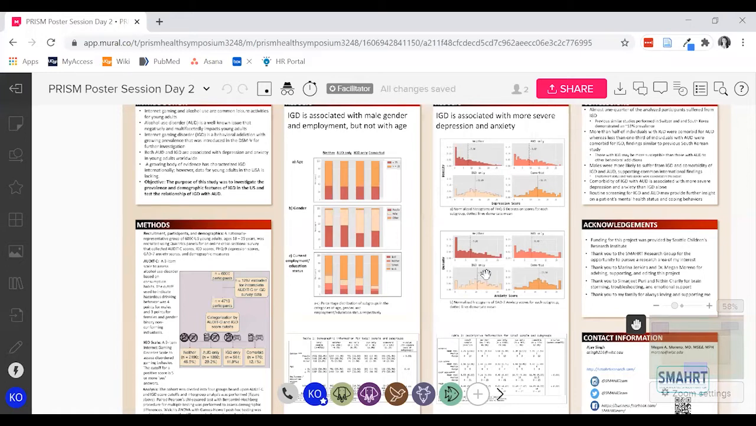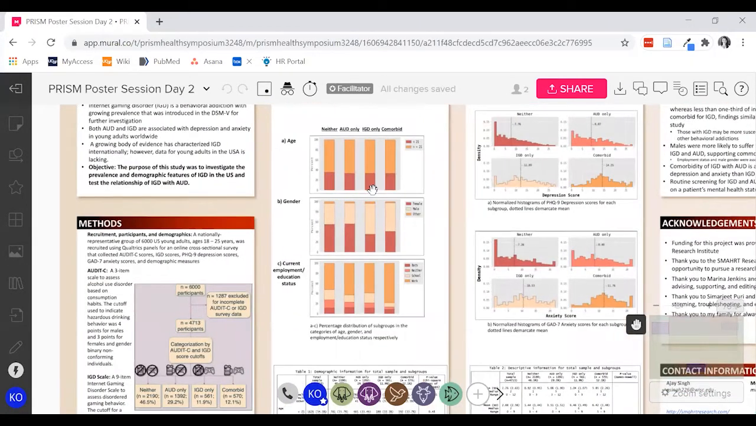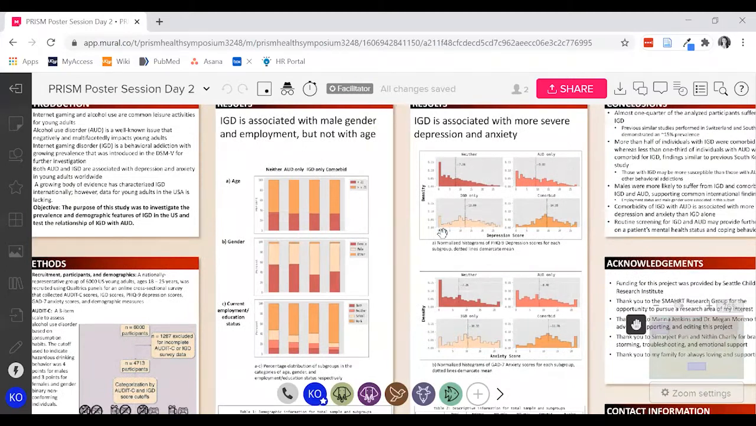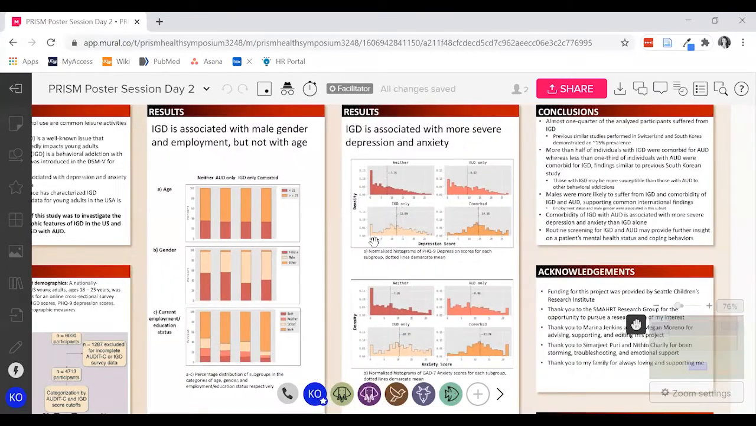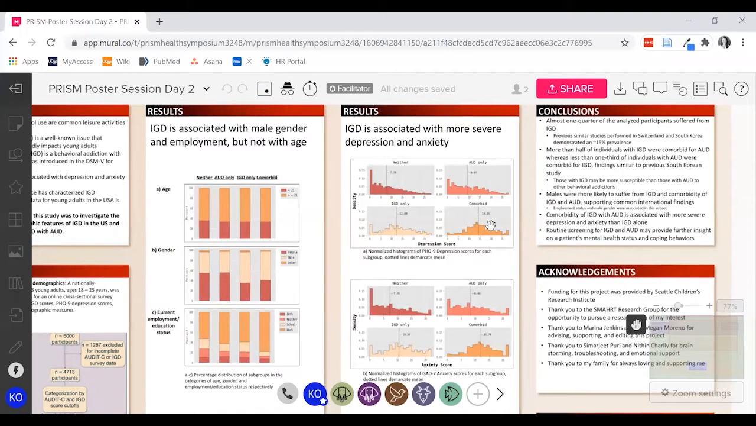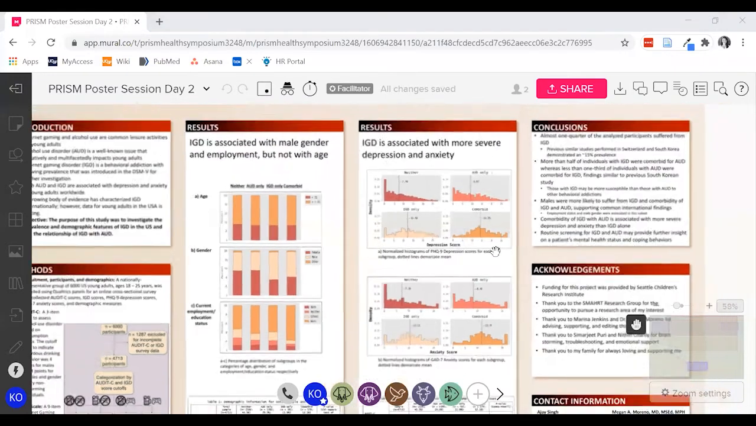Then I looked specifically at some of the demographics: age, gender, and employment status, as well as anxiety and depression scores. The major takeaways are that internet gaming disorder is associated with male gender and employment, but not with age. IGD is more associated with severe anxiety and depression. A quarter of the participants we analyzed were positive for internet gaming disorder, and those comorbid for both internet gaming disorder and alcohol use disorder had the most severe anxiety and depression scores. So that's a little bit on the project.